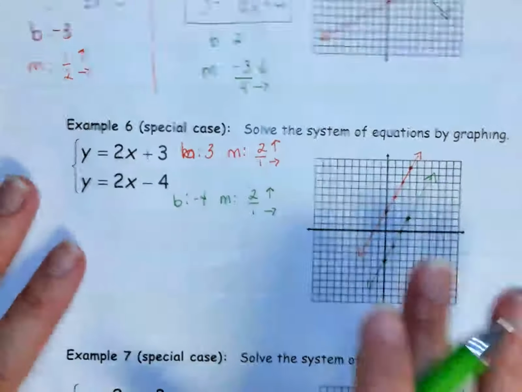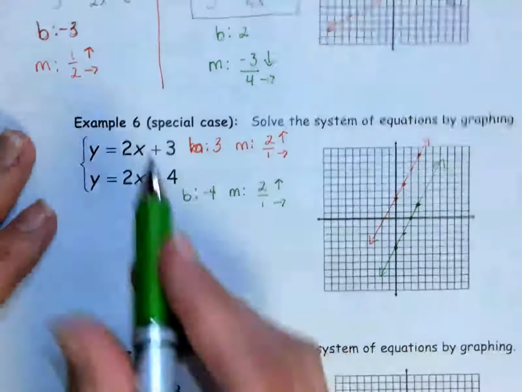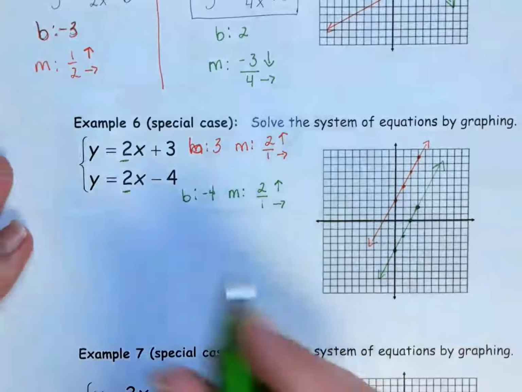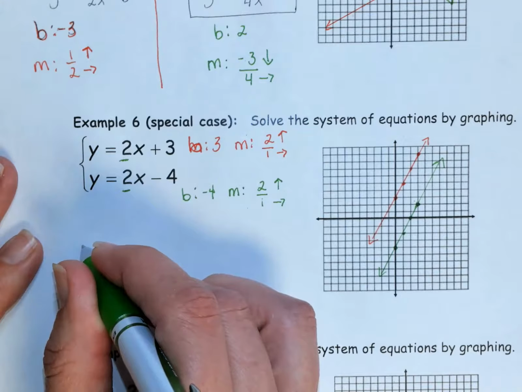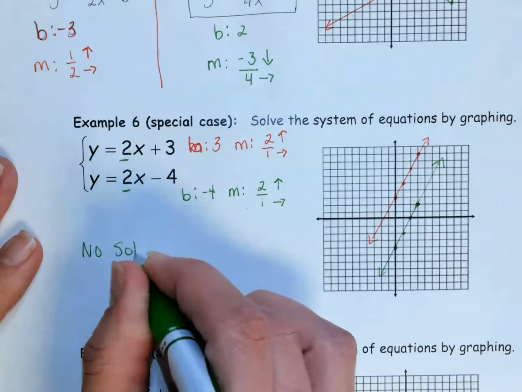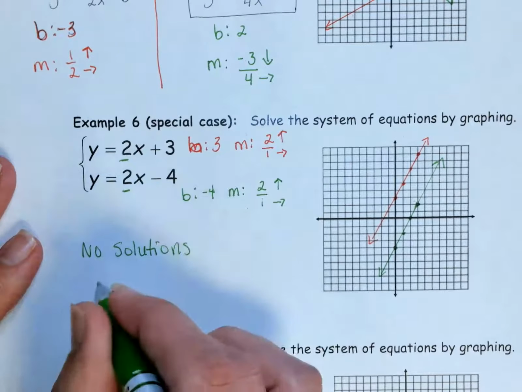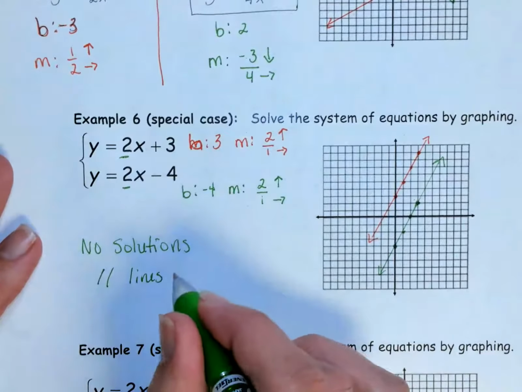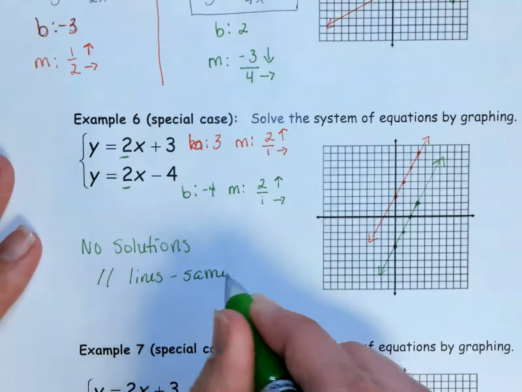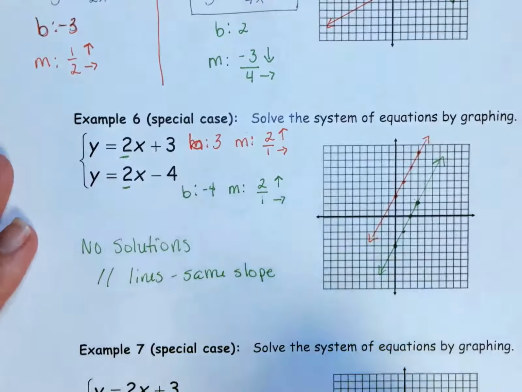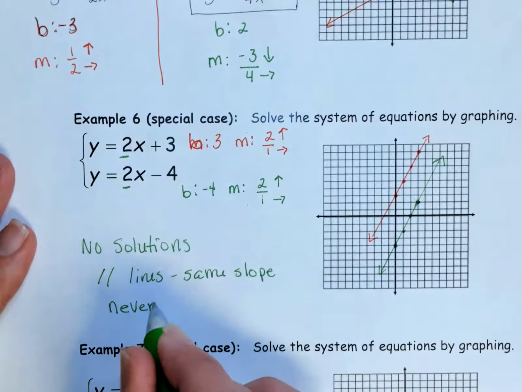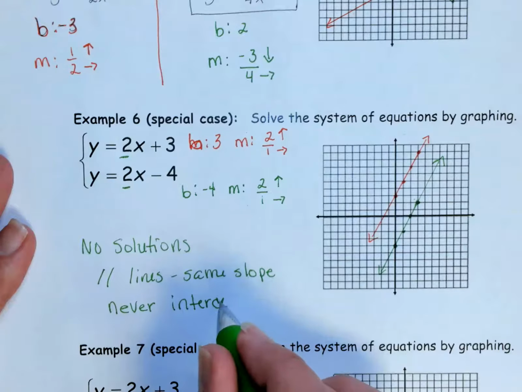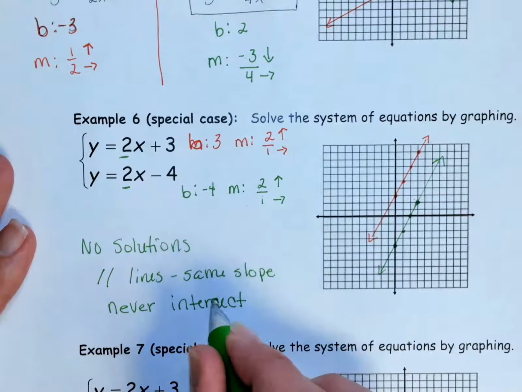Maybe you noticed without even graphing, if you notice this without graphing, that our slopes are the same. That means that they will never cross paths. So there are no solutions. No solutions because these are parallel lines, which means they have the same slope. And they will never intersect each other. That should be an S. Okay.